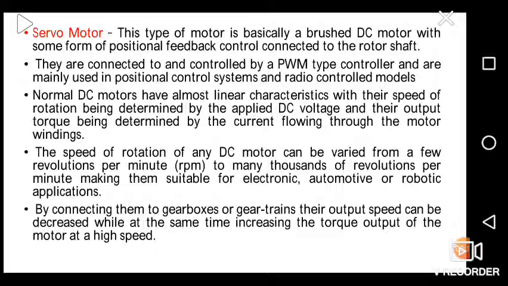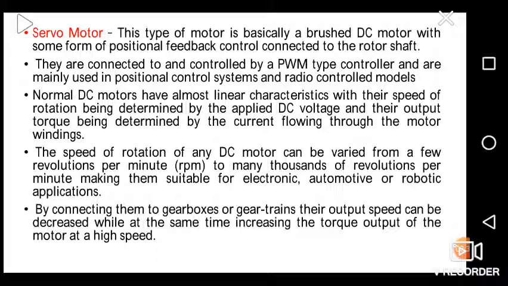And third type is servo motor. This type of motor is basically a brushed DC motor with some form of positional feedback control connected to the rotor shaft. They are connected to and controlled by a pulse width modulation type controller and are mainly used in positional control systems and radio controlled models.